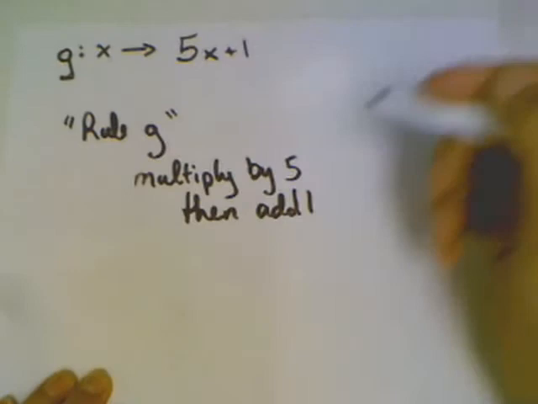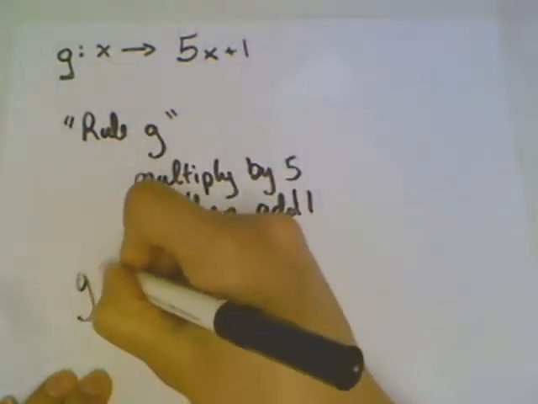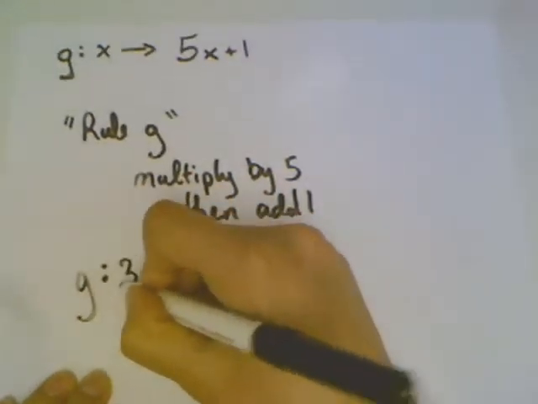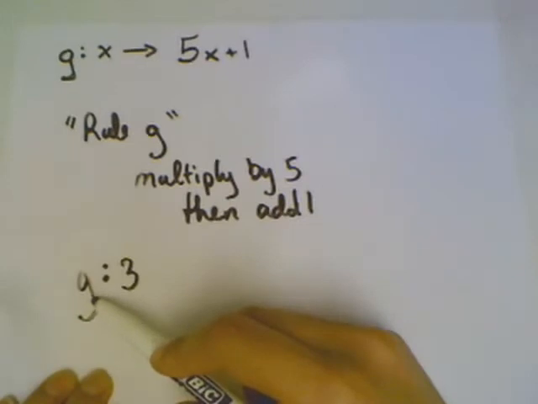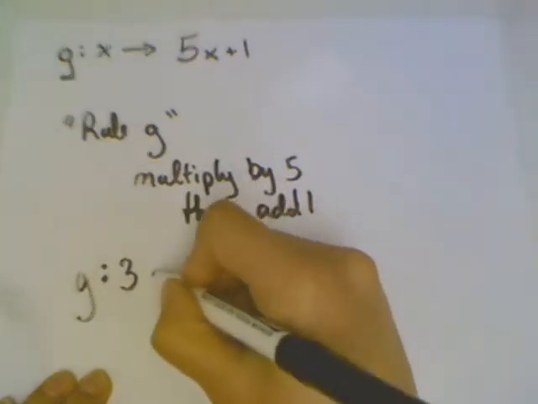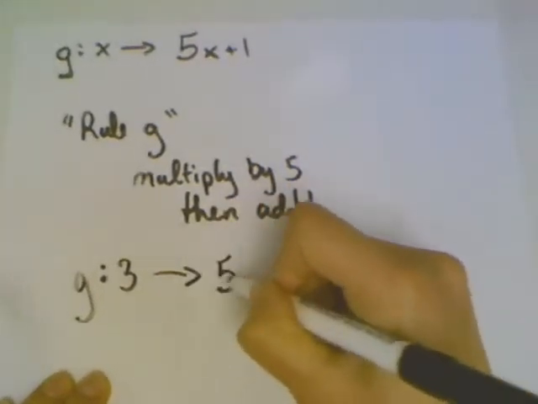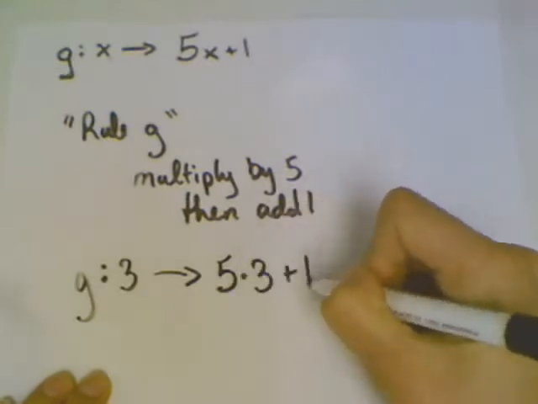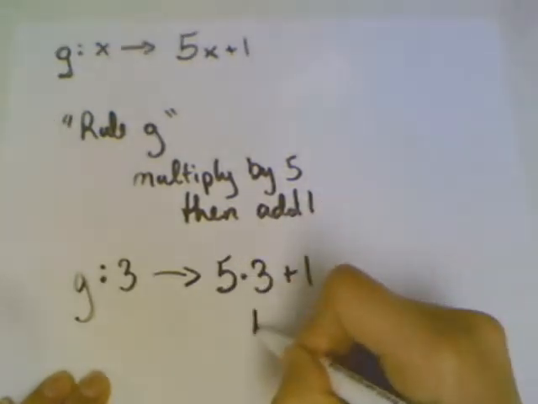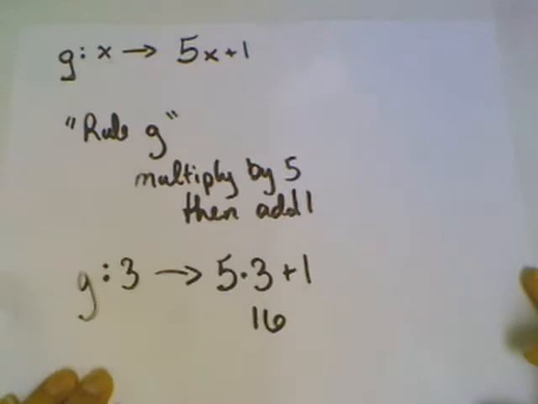So I could pick some more inputs. Let's say I want to input 3. So using rule g, I'm going to put 3 in, and this should happen to it: 5 times 3 plus 1. I should get the output of 16.